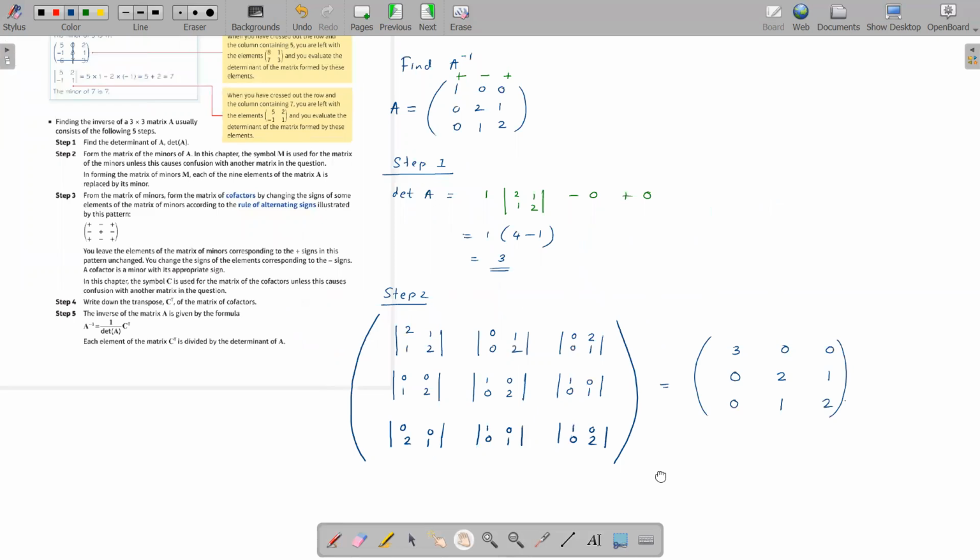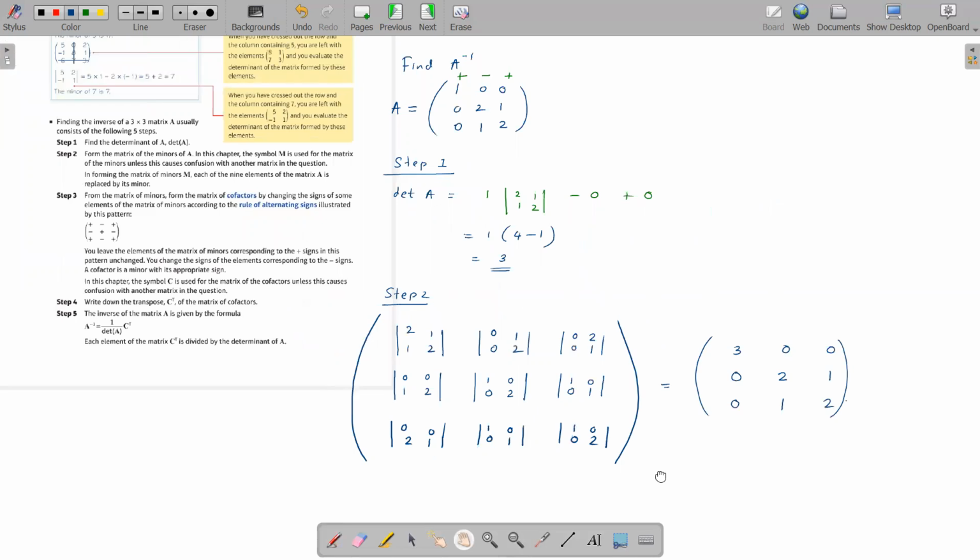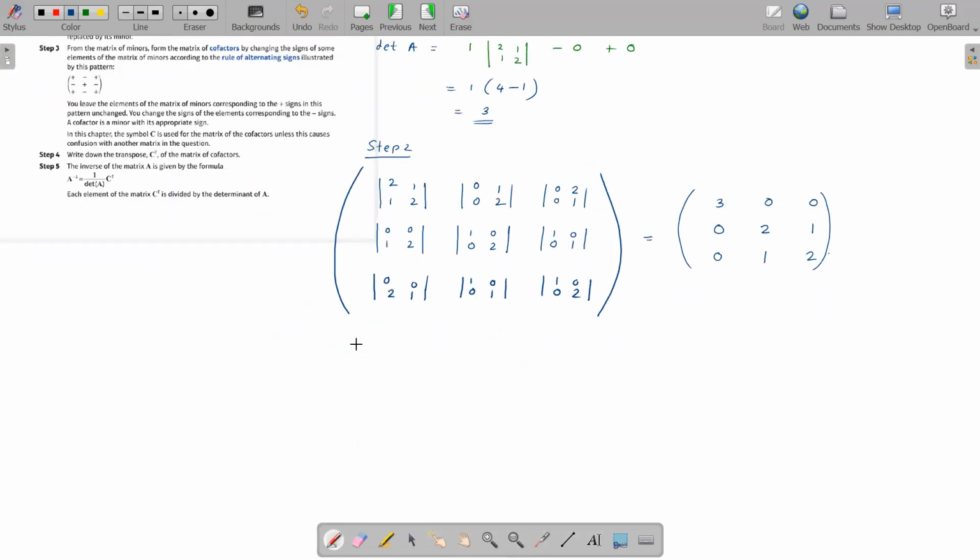Agreed? Step number 3. From the matrix of minors, form the matrix of cofactors. So step 3. Matrix of cofactors. How do we get the matrix of cofactors?